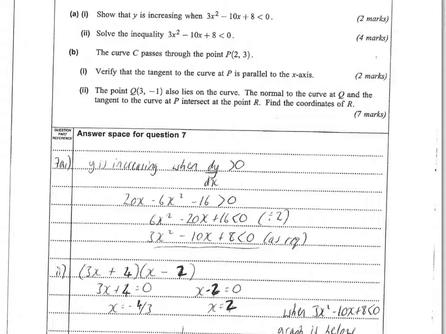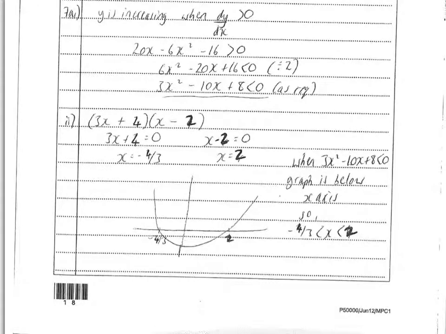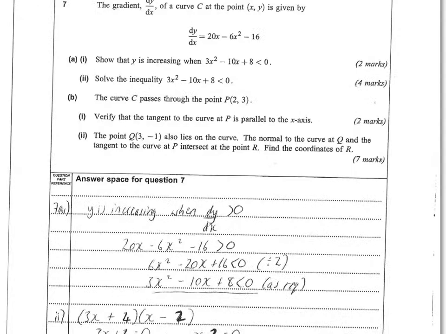In the next part of the question, you have to solve a quadratic inequality, and as you can see, that is fairly straightforward. In the last part of this question, the question is asking you to consider a point P and to verify the tangent is parallel to the x-axis. The key to this is if the tangent is parallel to the x-axis, it's got a gradient of 0. Try and visualize that in your minds. So you have to show that this coordinate has a gradient of 0.